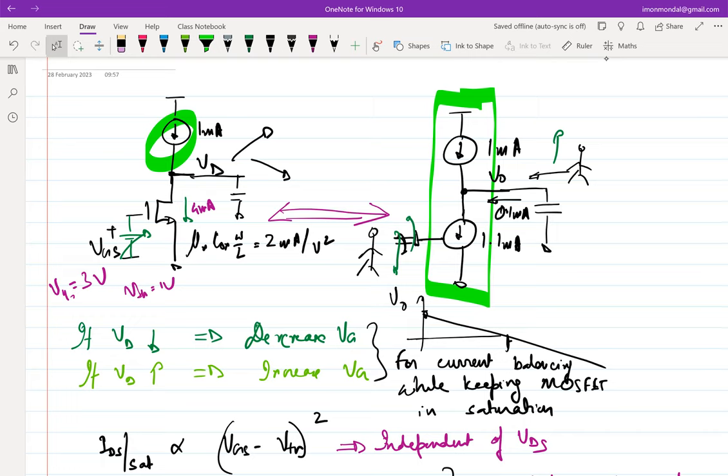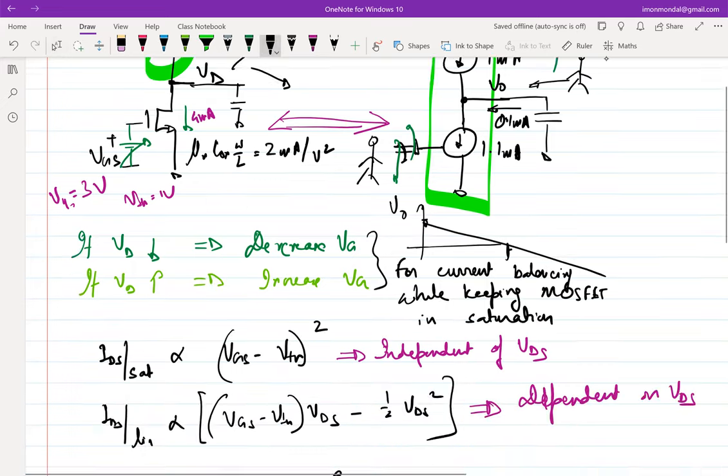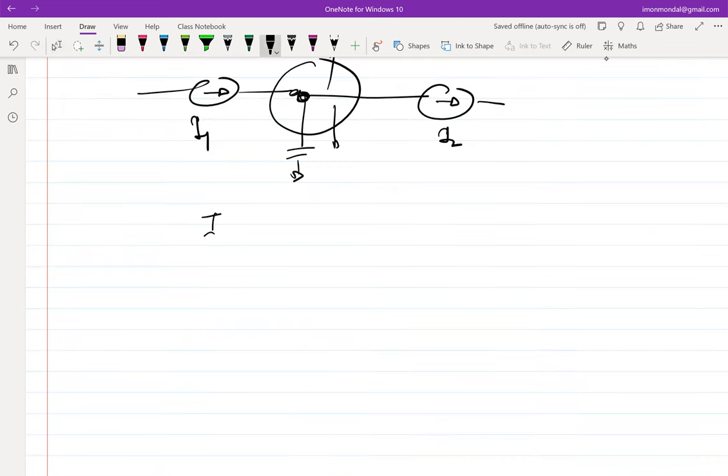Right. Can we just put the saturation voltage for the respective ID? We know the value. Great question. So his comment is, hey, why should I bother with all this? If VGS is 3 volt, just put VD equal to anything more than 2 volt, right? So his comment is this.